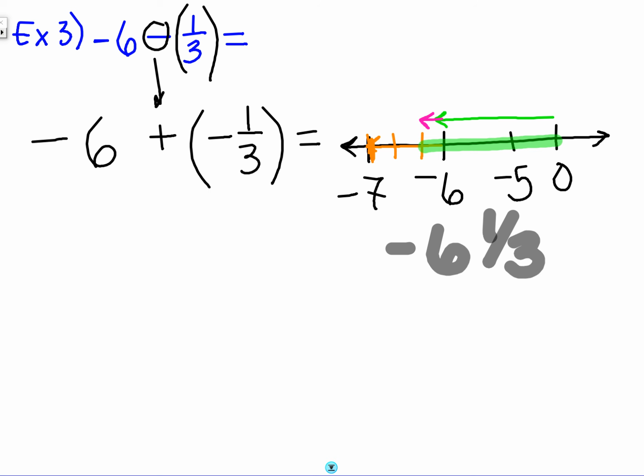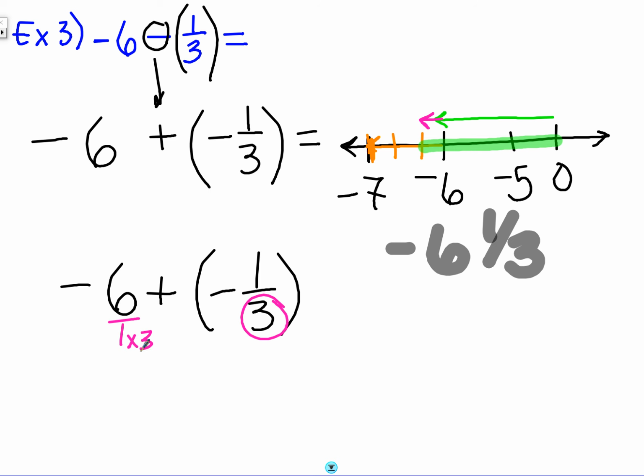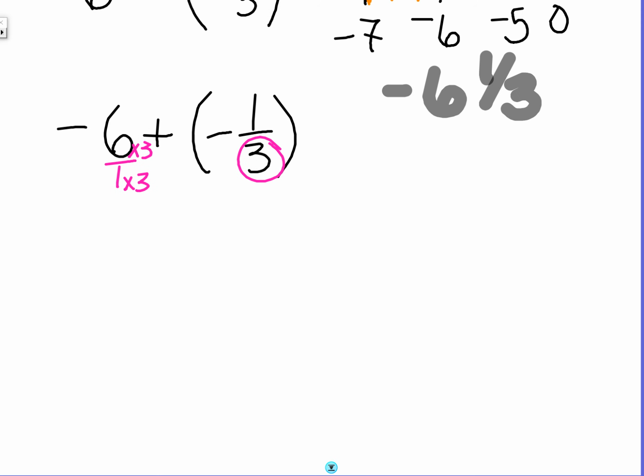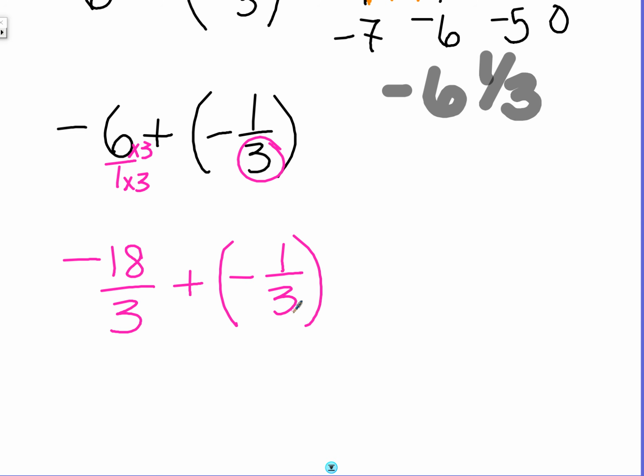Okay? Common denominator method. Negative, oopsie, it's still highlighter. Negative 6 plus negative 1/3. Common denominator method says I need a denominator that is common, which will be 3. So multiply this by 3, multiply this by 3. You end up with negative 18 thirds plus negative 1/3. There's my common denominator of 3.